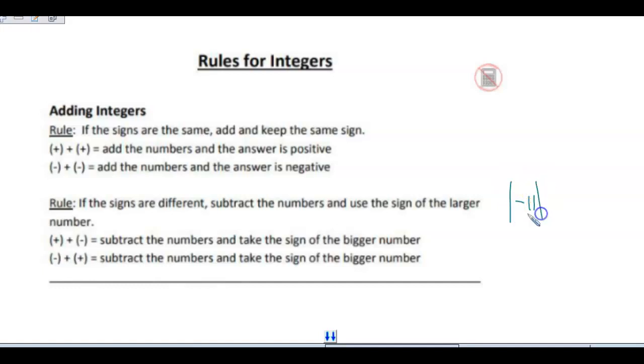So the absolute value of negative 11 is 11. Okay? The absolute value of 7 is 7. It tells you the distance between that number and 0. So if you have a positive that's larger, and we're going to subtract a negative, then we would have a positive answer. If we have a positive and we're going to subtract and have a negative number that's larger, then we're going to have a negative answer. Okay?